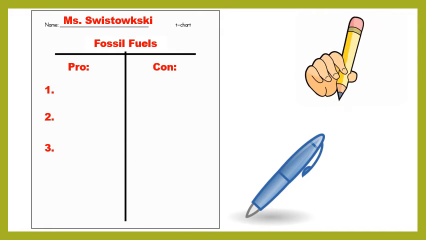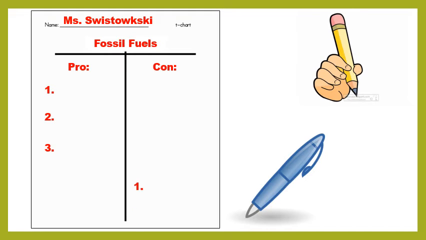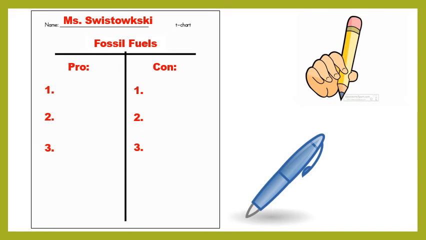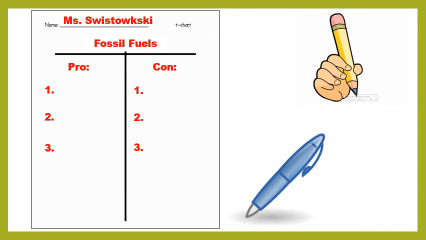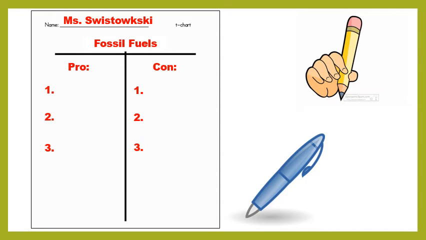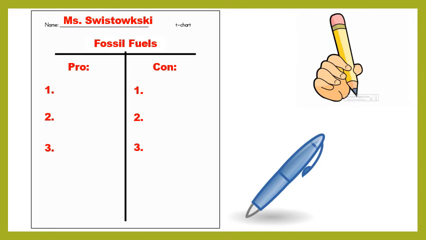Then on the other side, you're going to choose con. And I need 1, 2, 3 cons, so something that's negative or harmful or bad about fossil fuels from the text. And again, it should look just like this, and it needs to be in a T-chart.